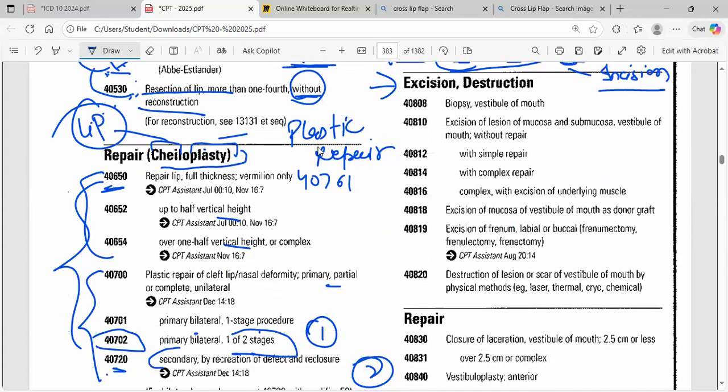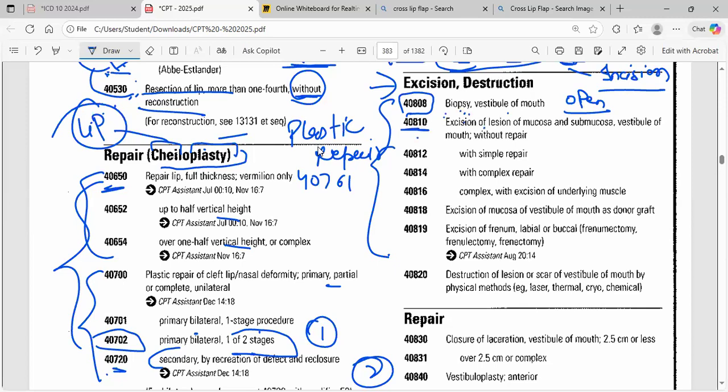Next section we have excision and destruction. So 40808, biopsy of vestibule of mouth. If a simple biopsy is performed with the open approach, then we are going to code it 40808.